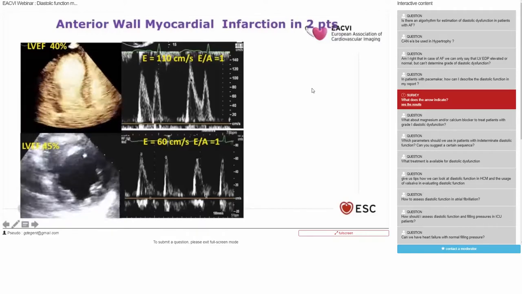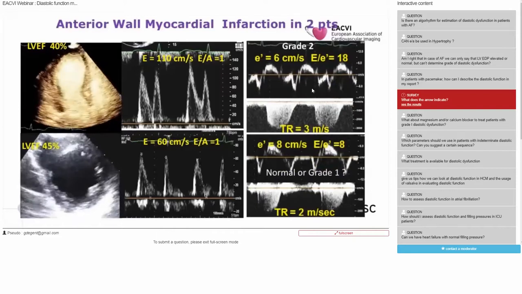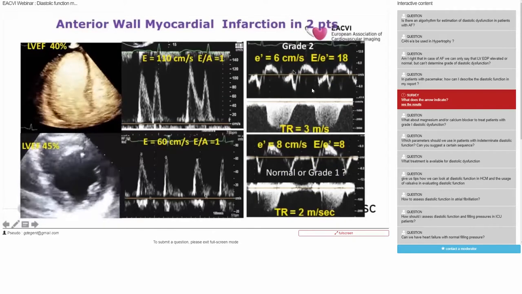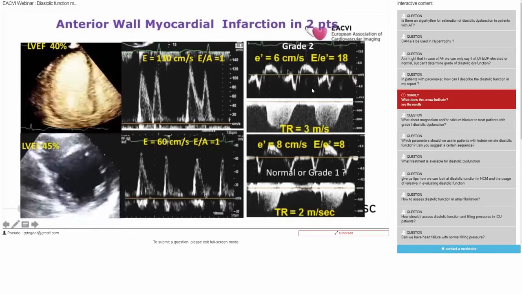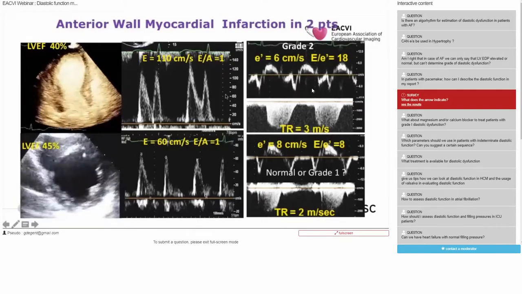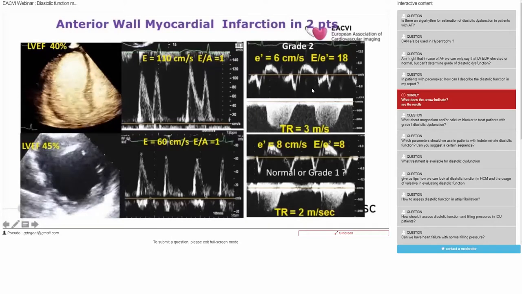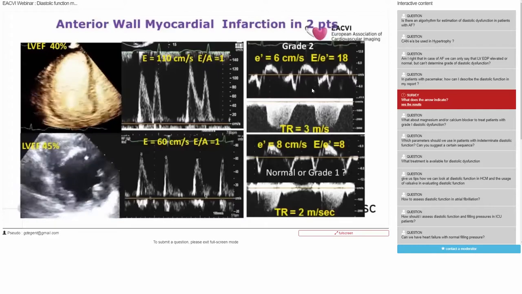But if you look at the other data, the upper patient has an E prime velocity of 6 centimeters per second, with the E over E prime of 18. So exactly right, this is grade 2 diastolic dysfunction according to the guideline. But in the bottom panel, E prime is 8. This is a normal diastolic relaxation with a normal E over E prime, and the TR velocity is 2 meters per second.